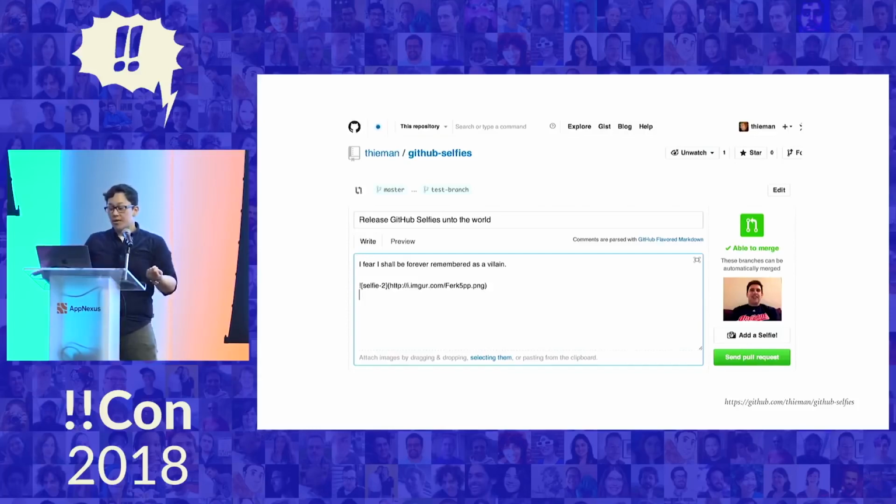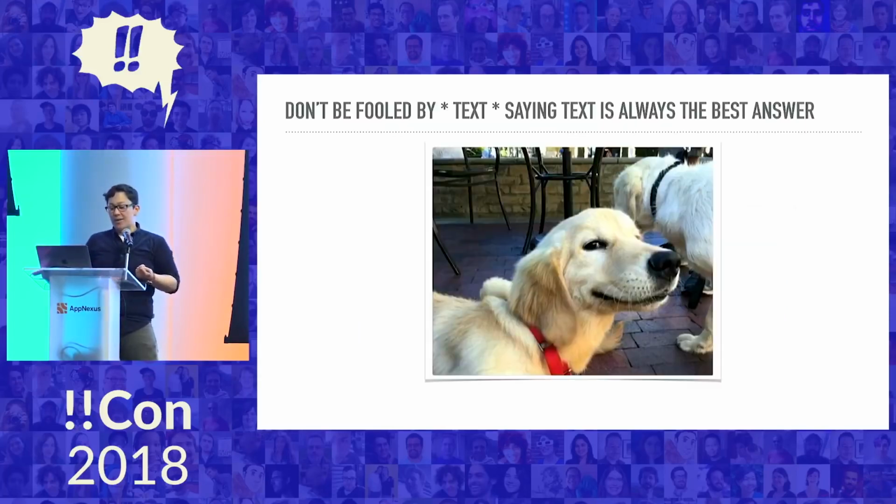So takeaway, notice and experiment. And don't be fooled by text trying to tell you that text is always the best answer.